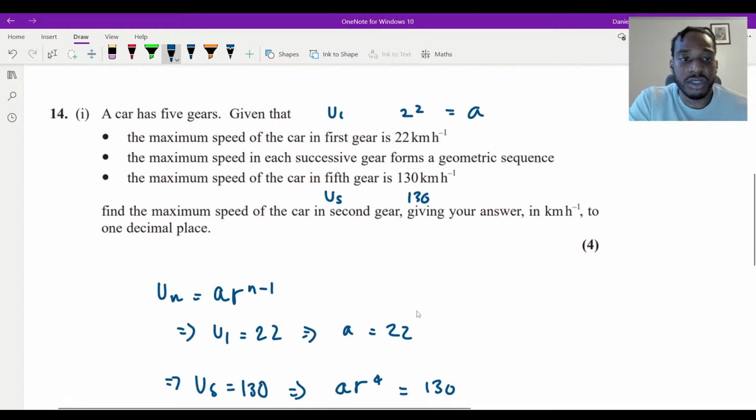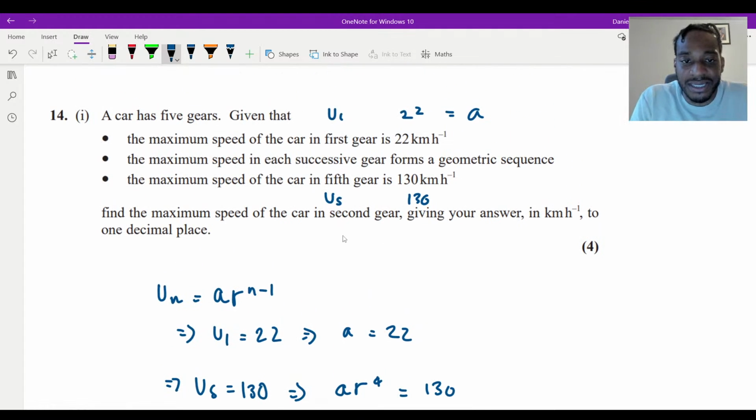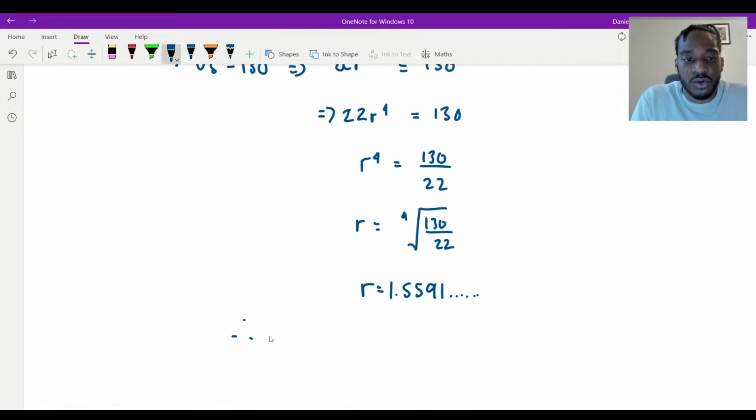Now, the question asked us to find the maximum speed of the car in second gear. Second gear is u2, right? It's easy. So therefore, we could say that u2, which is the one in second gear, is going to be equal to a r, isn't it?